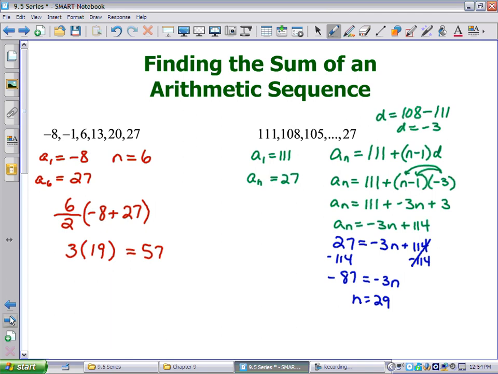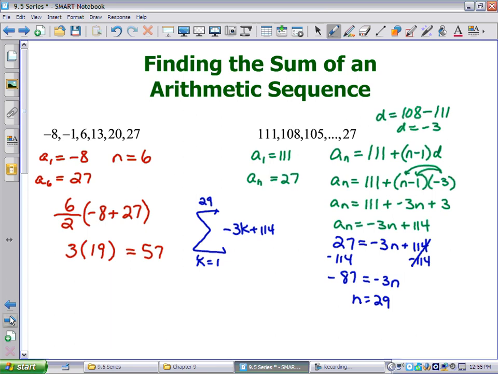Okay, so if I were to write this in sigma notation, I'm going to do this just for the practice of it. Here's my sigma notation. This says starting at 1, going up to 29, because that was how many terms there are. I have my formula, which came out to be negative 3k plus 114.